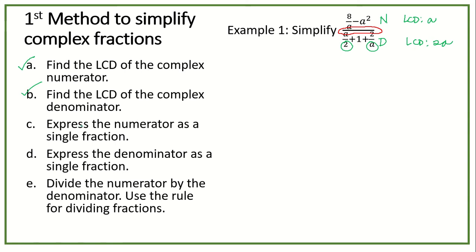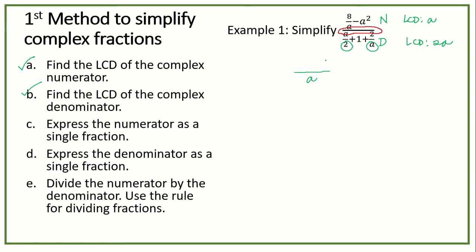Letter C. Express the numerator as a single fraction. So, meaning we'll have to perform subtraction. That's 8 over a minus a squared. We know that the LCD is a. So, that means our denominator is automatically a.